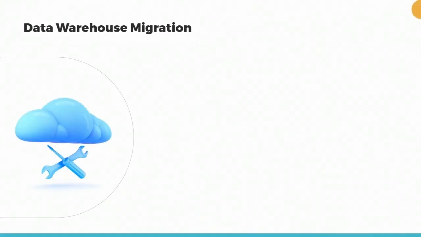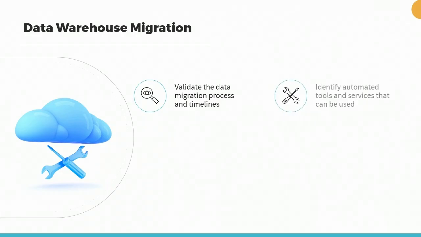Now, data warehouse migration means that we have to validate the data migration process and our timelines. And so, as the cloud foundation is being set up, we have to consider things like proof of concept so that we can validate this whole process. And then we have to identify automated tools and services that can be used. There's no sense in reinventing the wheel. So I like to look for automated utilities to help with any required code migration.